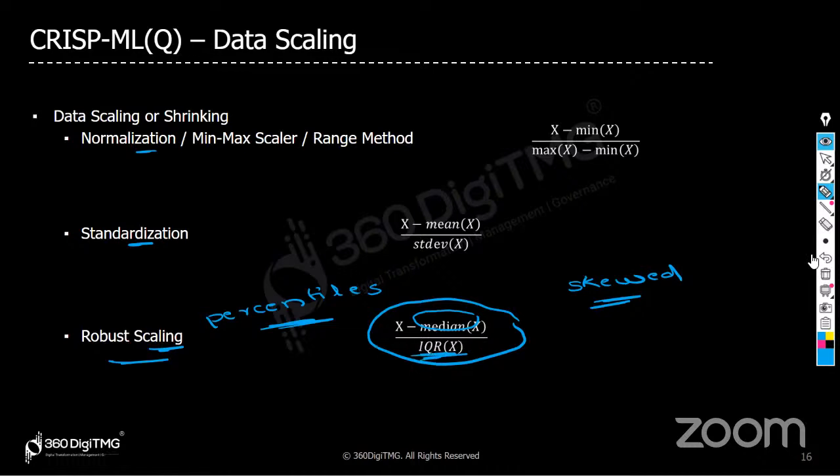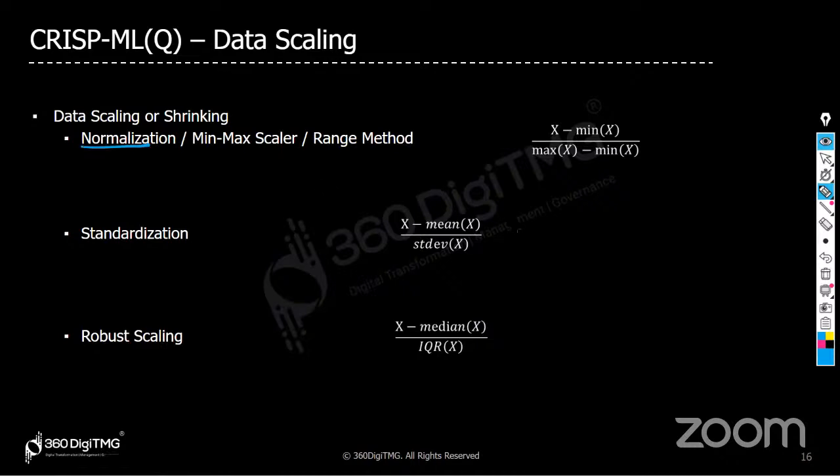So depending upon your data, you can go for whatever method that you want. If your data is not normally distributed, you can go for normalization. If your data is normally distributed, then you can go for standardization. If your data is having many outliers, you can go for robust scaling. So depending upon the data that you have, you can go for different types of scaling techniques present over here.